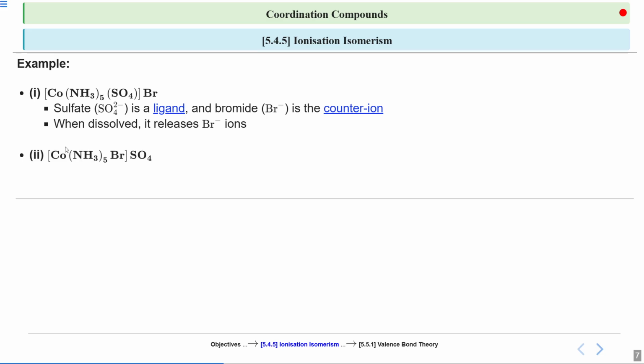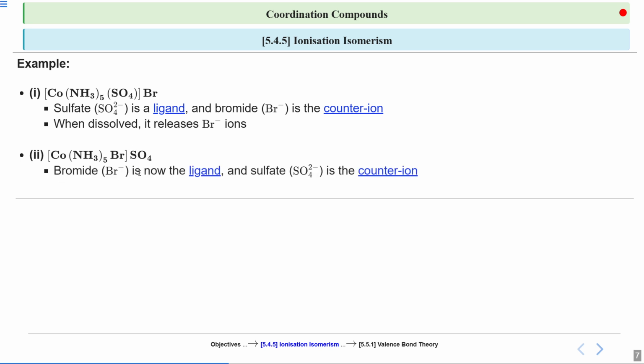The second example you can take is cobalt ammonia five bromine sulfate. Here, the complex is the same, only the bromine, which was the counter ion in the first complex, swaps its position with the anionic ligand SO4 2 negative. So here SO4 comes outside of the coordination sphere and becomes a counter ion. Meanwhile, the bromide, which was the counter ion, now swaps the position with the ligand and becomes a ligand.